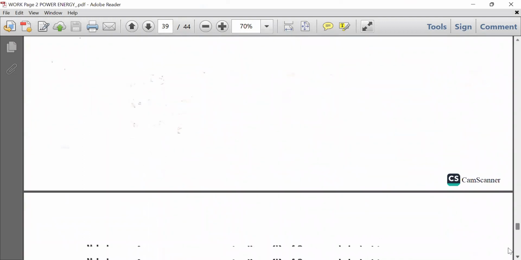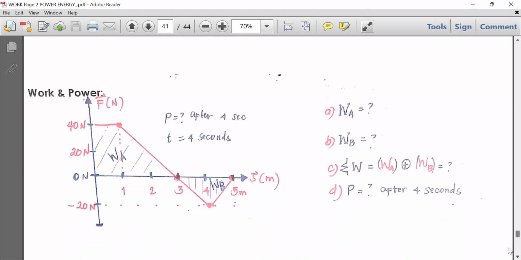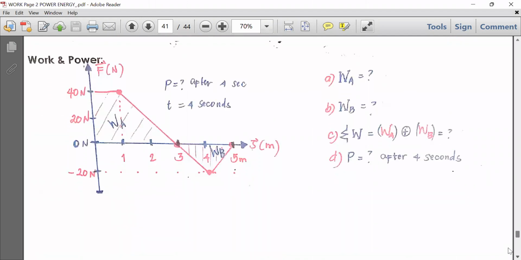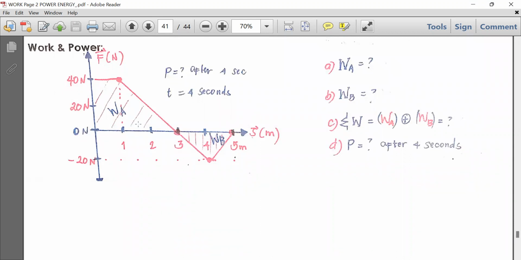Okay. How about this example? How much work was done on this object, and how much power was expended after 4 seconds? So time is 4 seconds. How do you solve for this? We have work done by force A and work done by force B.